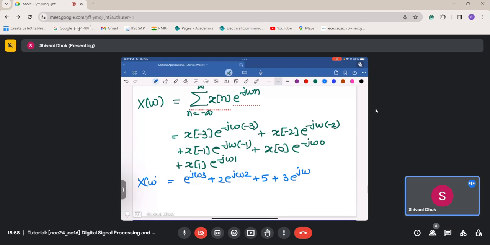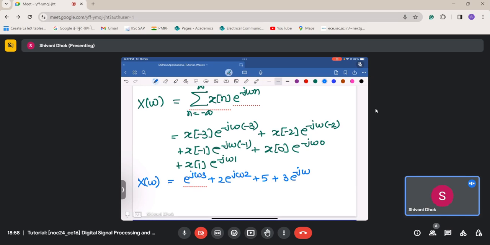So X of omega, okay, won't be a sequence. Sorry, it's not a sequence, it is a function. The function. Okay. Understood. Thank you.